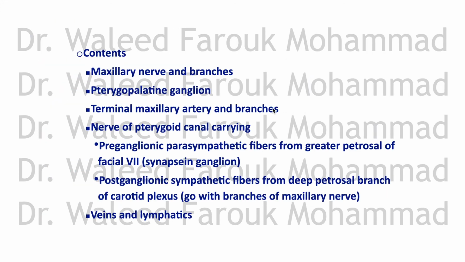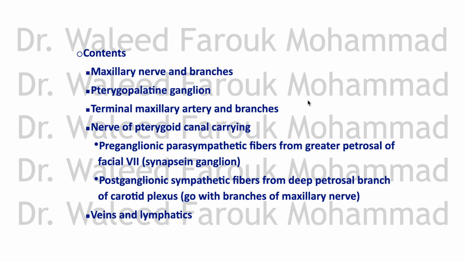Now, the contents of the pterygopalatine fossa are the maxillary nerve and its branches, the terminal part of the maxillary artery, the third part, the one beyond the inferior head of the lateral pterygoid. As we saw before, after the lateral pterygoid, it enters through the pterygomaxillary fissure to the pterygopalatine fossa, and the pterygopalatine ganglion, of course, and the nerve of the pterygoid canal that carries both parasympathetic and sympathetic fibers from two different sources.